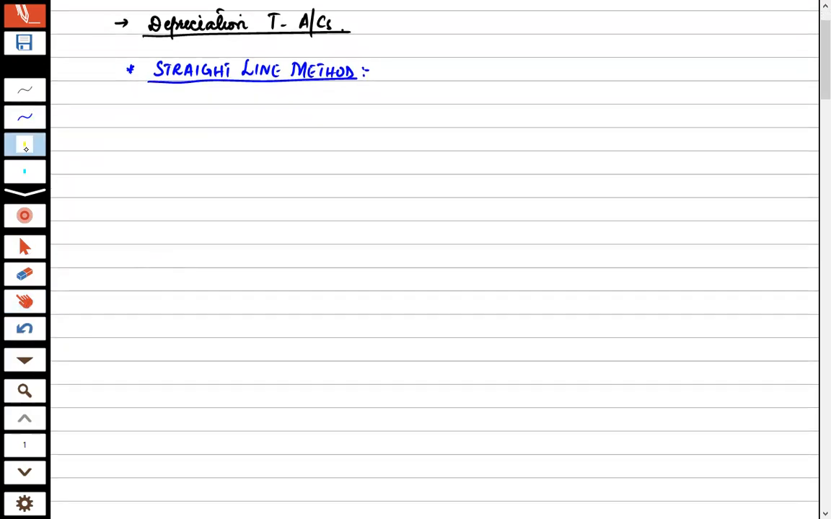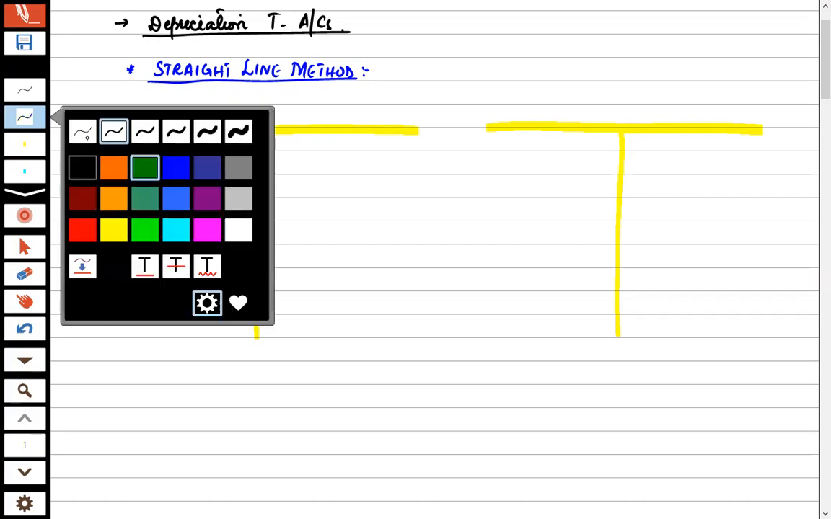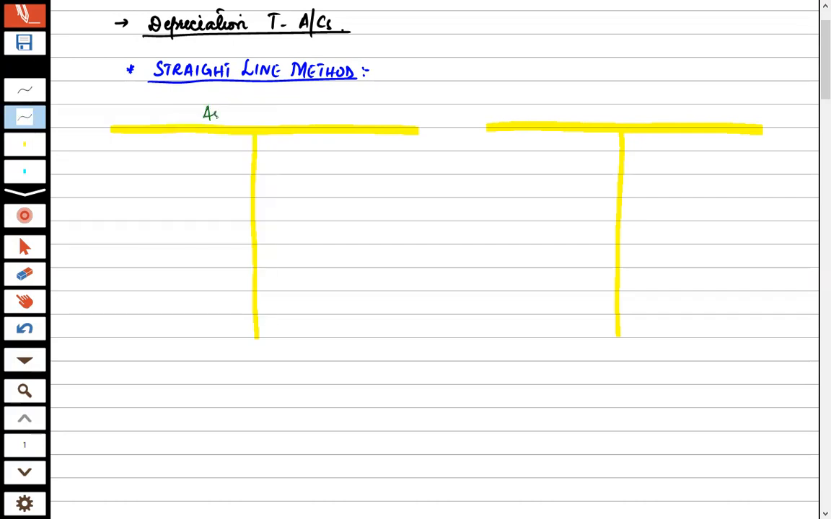In the straight line method, there will always be two T accounts. One, let's suppose, for the asset, that would be at cost, and the other would be the disposal account. Sorry, accumulated depreciation.